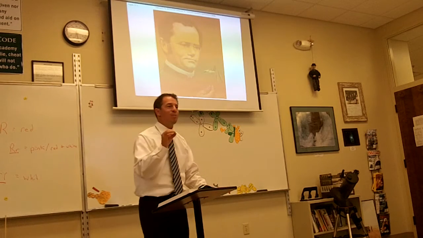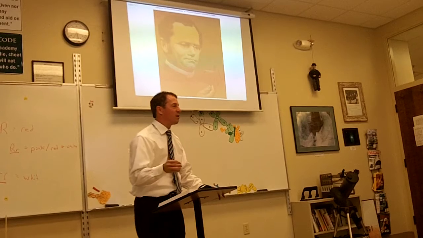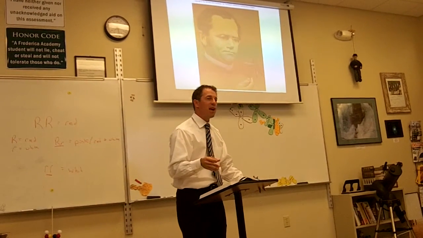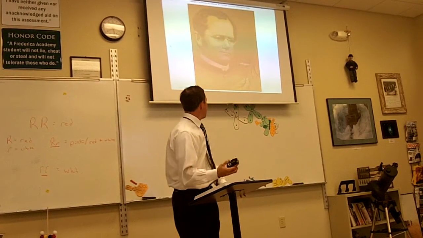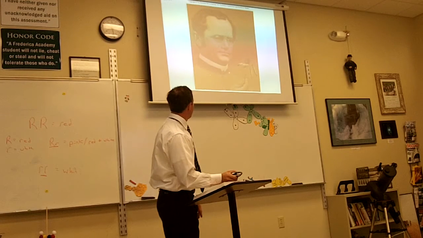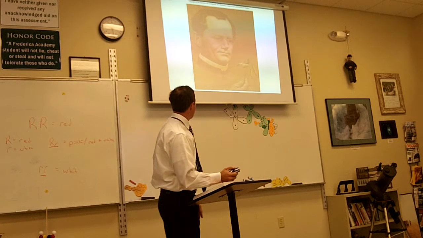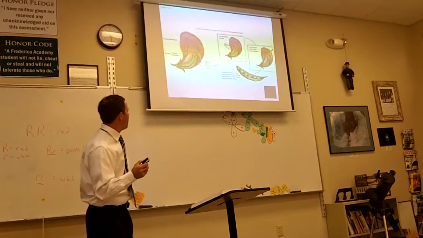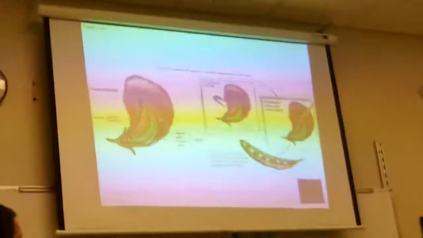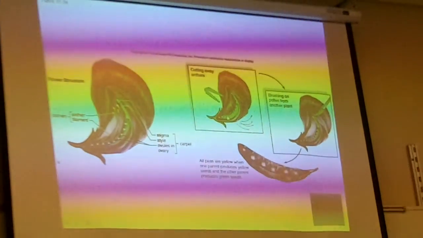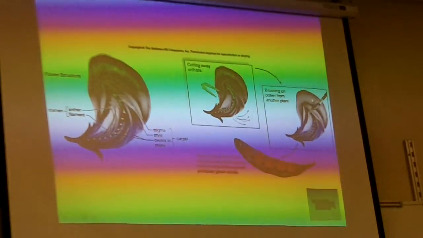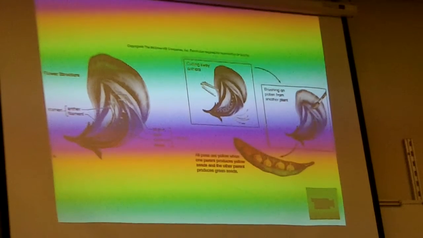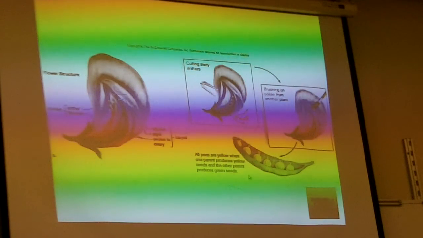And by doing this, Mendel figured out how genetics works. He was the first guy to do it, and he's kind of famous for that. And I'm going to show you his experiments. Here it shows what a pea flower looks like. And there's his little paintbrush right there. And there are the pods, the seeds that develop.